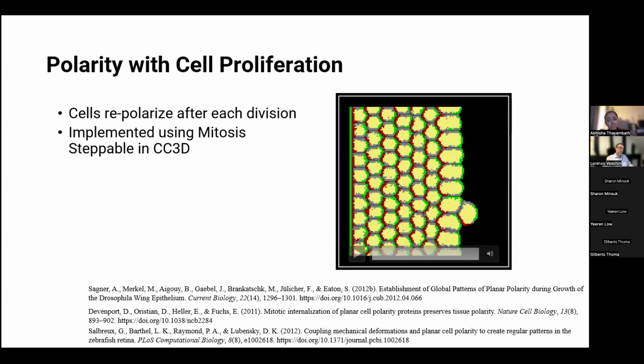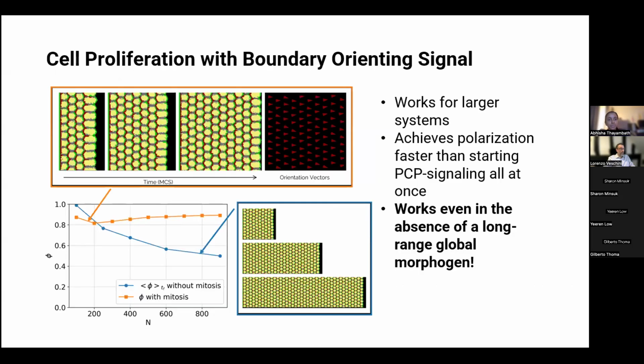If we calibrate the time scale for cell division and the time it takes for the cells to orient with respect to their neighbors, we can attain a better result. This is implemented using the mitosis steppable in CompuCell3D. We found that this works for larger systems, and it helps in achieving polarization faster than starting PCP signaling all at once. And this works in the absence of a long-range global morphogen.